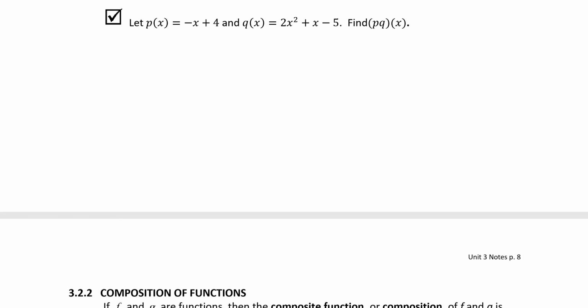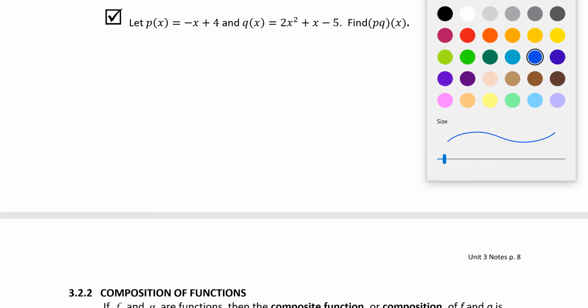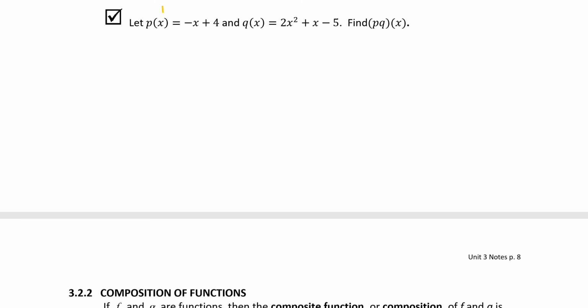Let's do one more example for this video. Let p of x equal negative x plus 4 and q of x equal 2x squared plus x minus 5. What kind of function is p of x? This is a linear function. And what kind of a function is q of x? Because of the x squared, this is a quadratic function. Now, we are going to find p times q of x. We're finding the product of two functions. If you want to pause the video and work through that, and then turn it back on and double check your work with me, that would be a good thing to do.